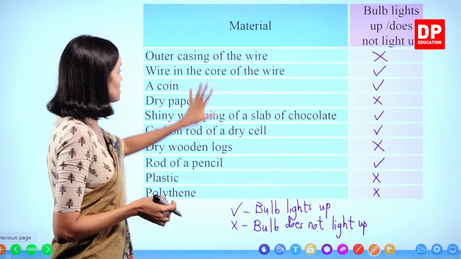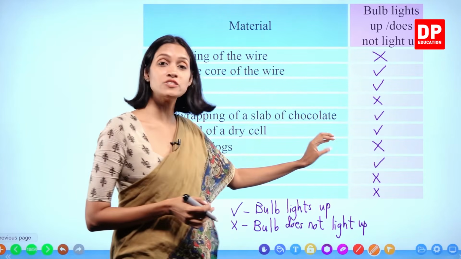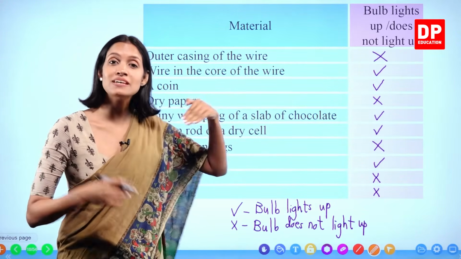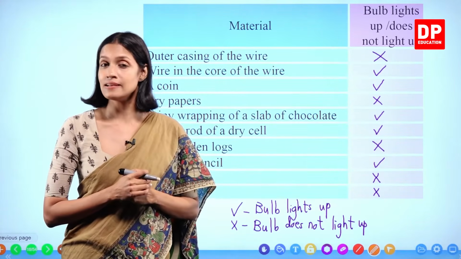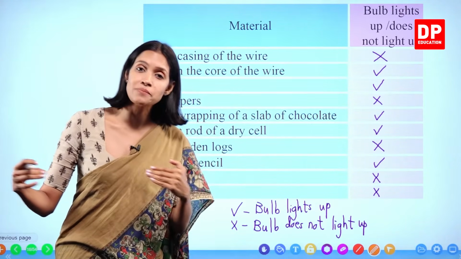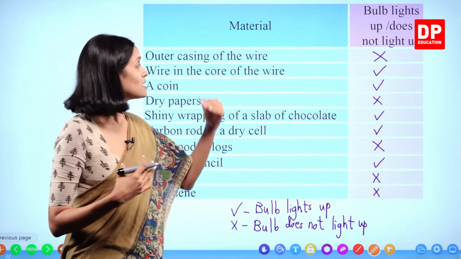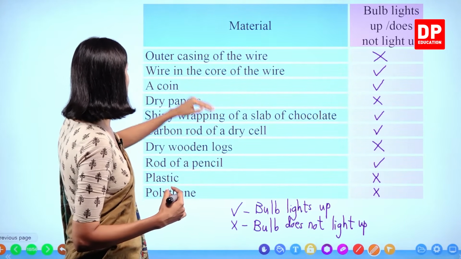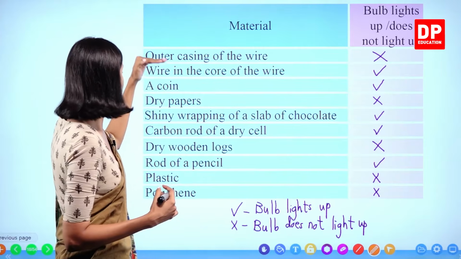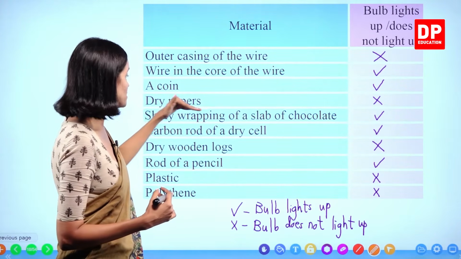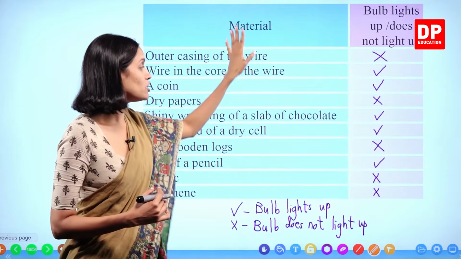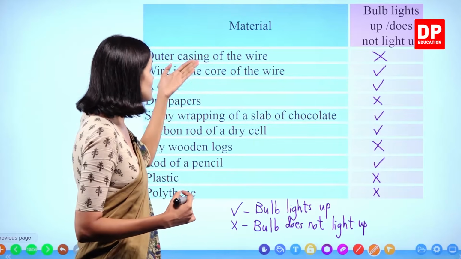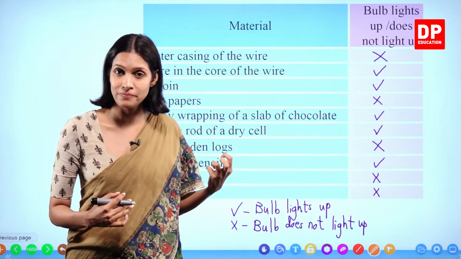Now, how to decide whether these materials carry electricity or not? It's very easy. If the bulb lights up with certain materials, that happens because electricity passes through those materials, right? If electricity does not pass through some materials, those types of materials cannot make the bulb light up. Which means all these materials, the core of the wire, the coin, shiny wrapping paper, carbon rod and rod of pencil, when we use those five different types of materials, the bulb lights up, which means these materials carry electricity, right?